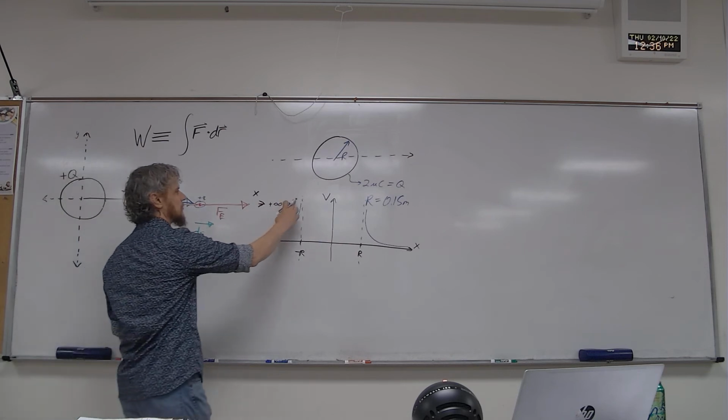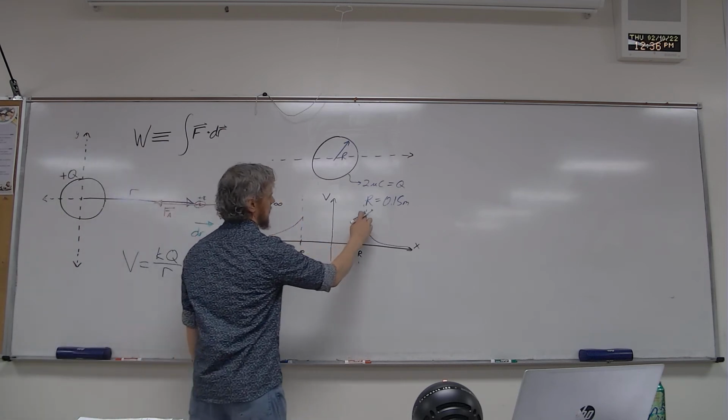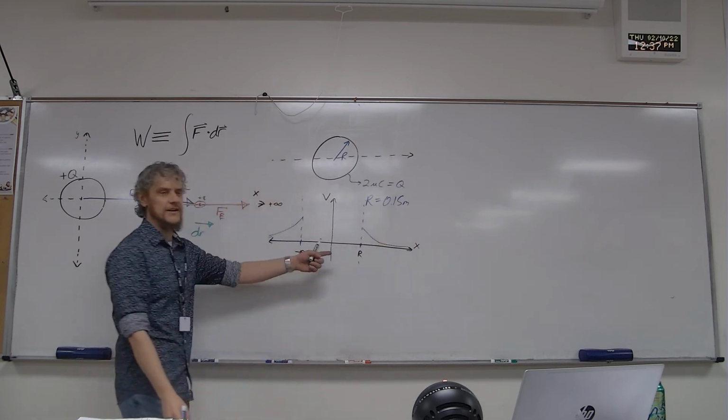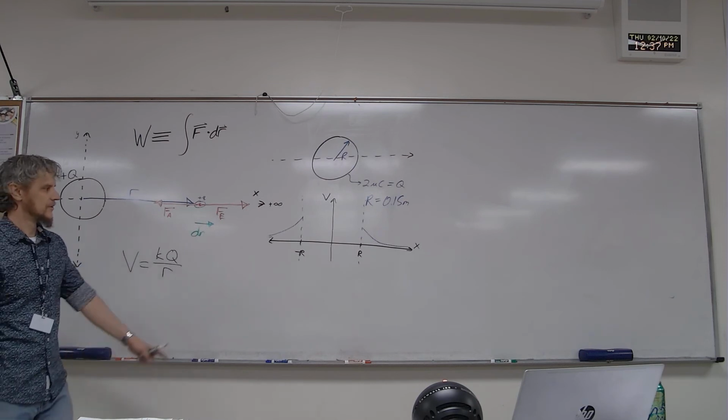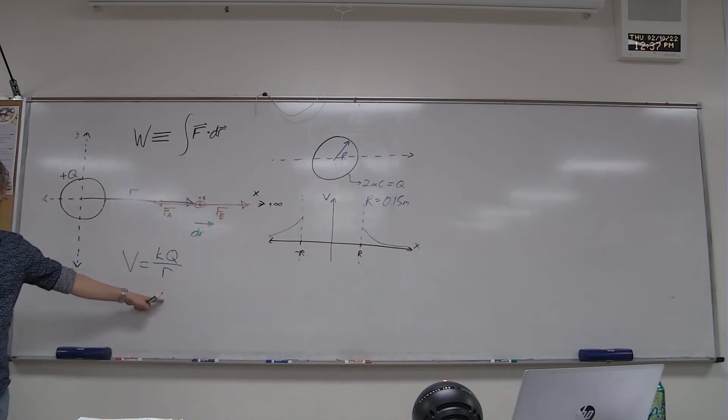Actually, maybe not all the way up to infinity there. Sorry. Because it's not infinity there, right? There's no asymptote there, because at R, we have a potential.